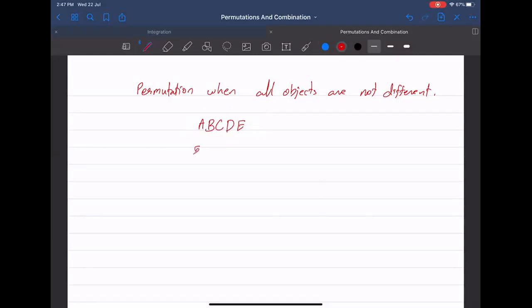5 raised to 5? Not 5 raised to 5, I'm sorry. 5P5, which is 5 factorial. Correct? Agree? Not 5 raised to 5. How would it be 5 raised to 5? No. Now let us arrange the letters of the word INDIA.